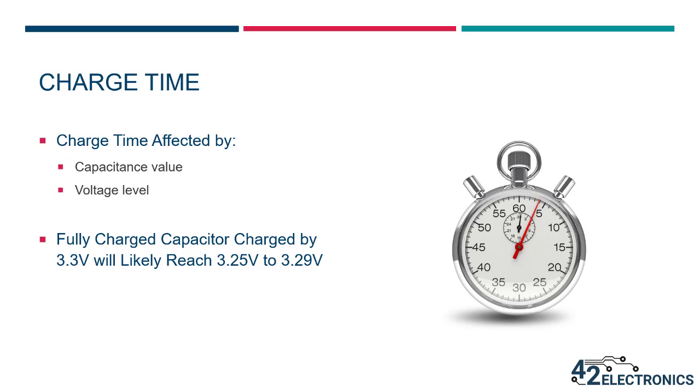220 UF capacitor. Now, although the larger capacitor will take longer to charge, once it's charged, it can put out much more energy than the smaller capacitor. A capacitor that is allowed to fully charge will reach very near the voltage it's being charged with. So a capacitor being charged by 3.3 volts will likely reach somewhere between 3.25 and 3.29 volts.